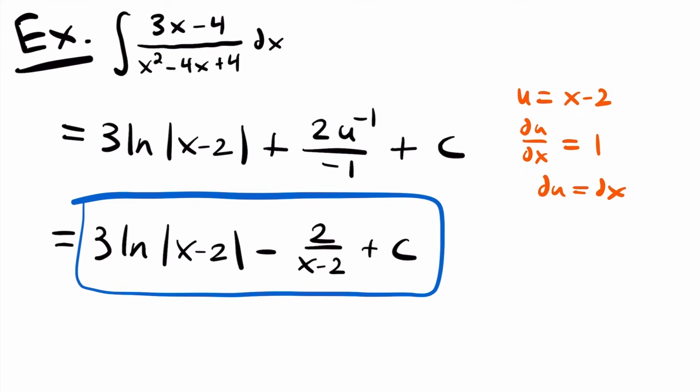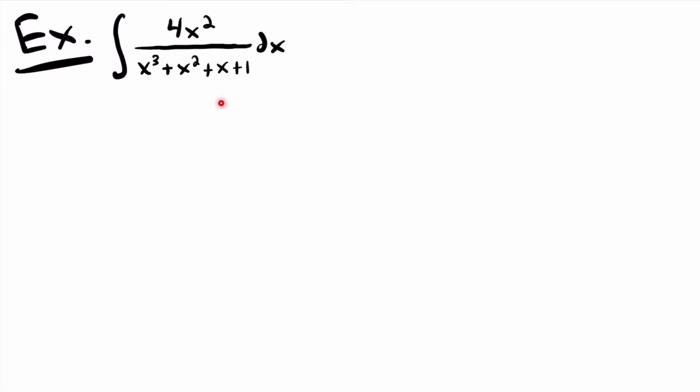Let's look at another example. All right, so here's our next example. We have the integral of 4x squared divided by x cubed plus x squared plus x plus 1 times dx. Okay, so just like with our previous examples, this is an integral of a rational function that we cannot integrate without decomposing it into partial fractions.